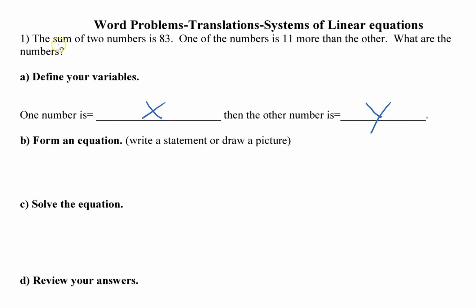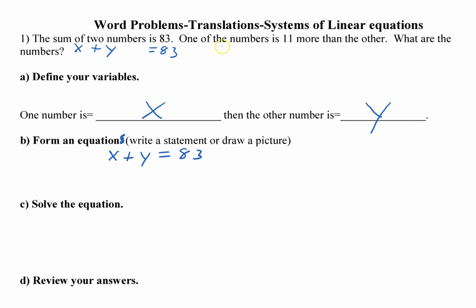The first one says the sum of two numbers is 83. That's saying that our two numbers have a sum that, remember, equals 83. So that gives us our first equation: x plus y equals 83. So it's still the same format. You want to define your variables, form your equations. The difference now is we're going to have two equations, because if you have two variables, you have two equations. And then we'll solve them and review our answers.